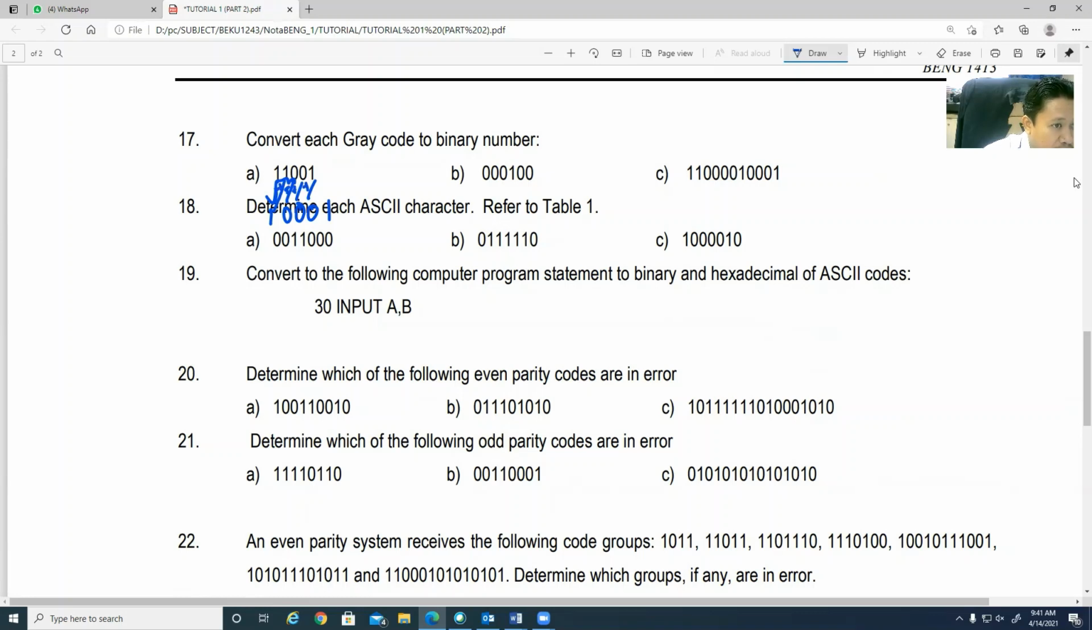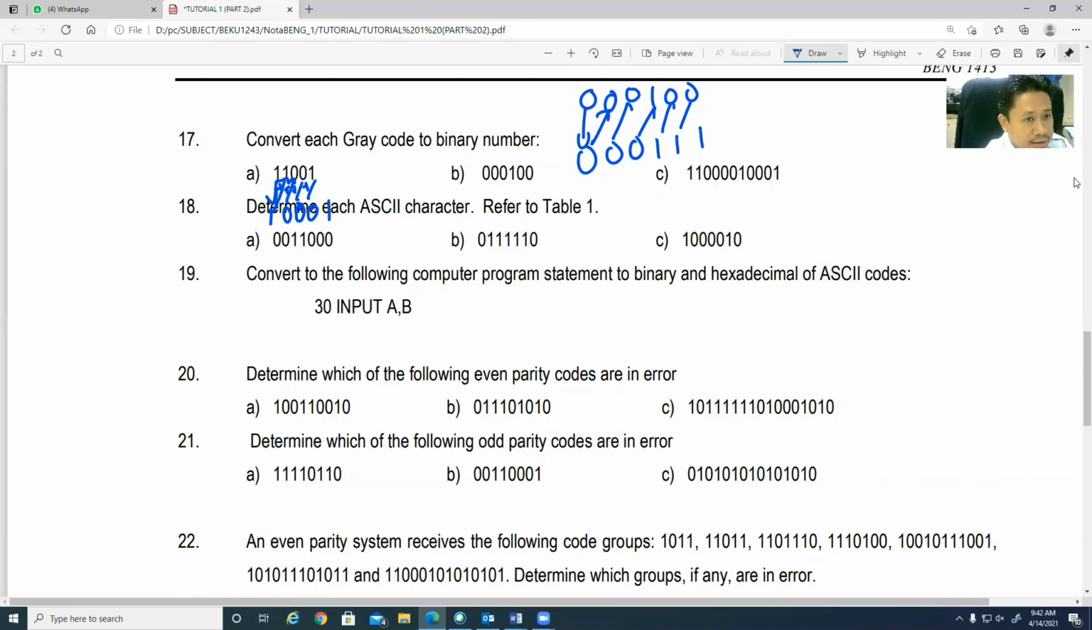So from gray to binary. For example, like this one. Bring 0 here. 0, 0, 0, 0, 0. So we have the plus: 0 plus 0, 0. 0 plus 0, 0. 0 plus 1, 1. 1 plus 0, 1. 0 plus 0, 1. That is the answer. For example.